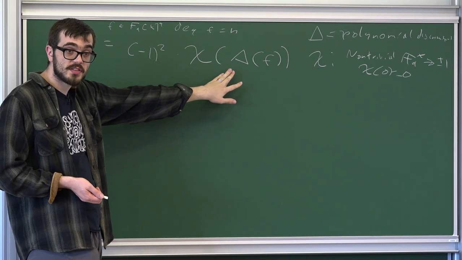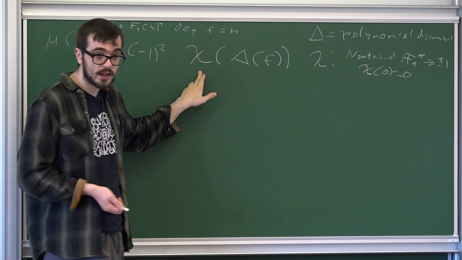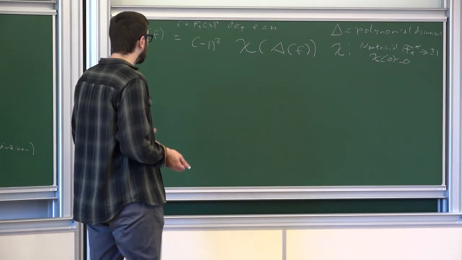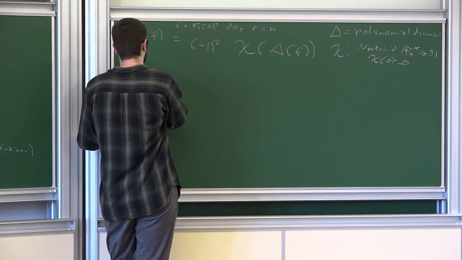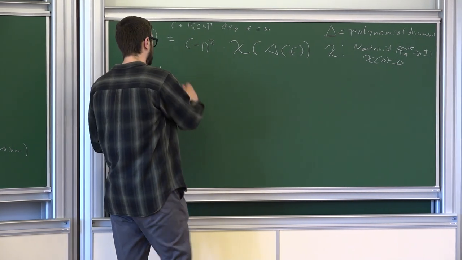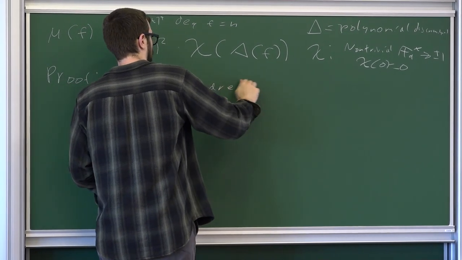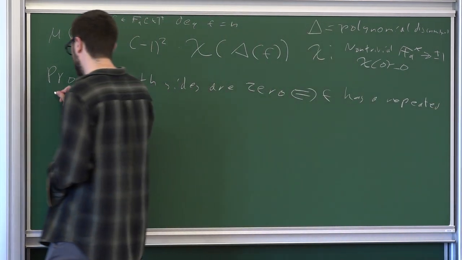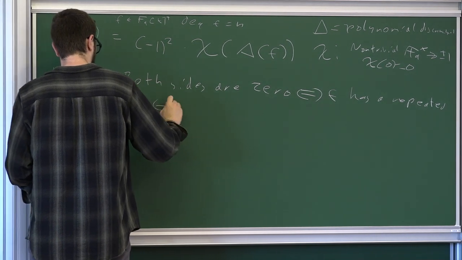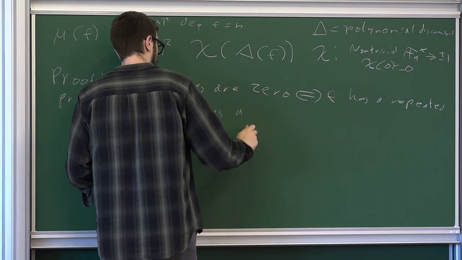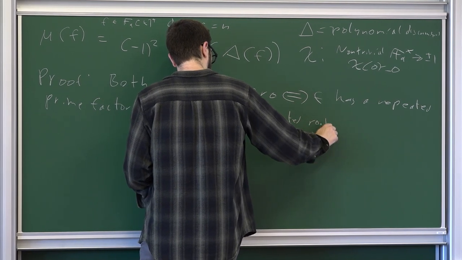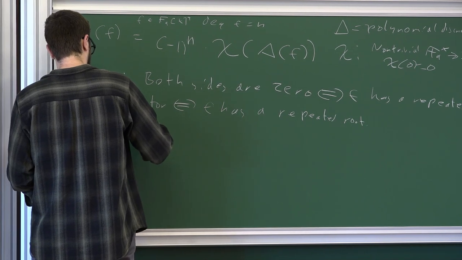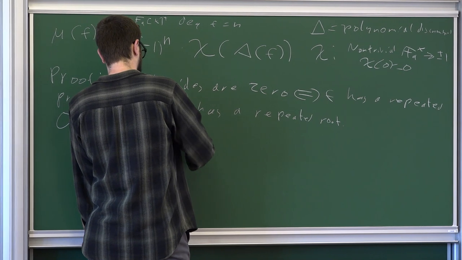So this gives us a geometric interpretation because the discriminant is going to be a polynomial function in the coefficients of f. And then this quadratic character we can construct from a sheaf associated with the double covering of the square root of the discriminant. So why is this true? First, both sides are zero if and only if f has a repeated prime factor, which happens if and only if f has a repeated root. Otherwise, the polynomial f is going to have n distinct roots in Fq bar.